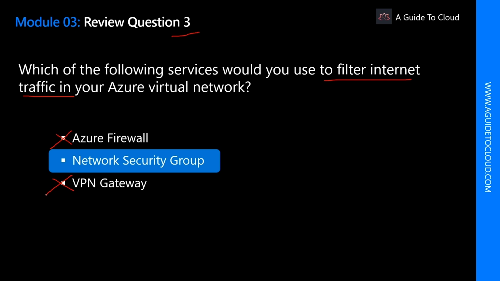NSGs allow you to filter traffic to and from Azure resources in an Azure virtual network. An NSG can contain multiple inbound and outbound security rules that enable you to filter traffic to and from resources by source and destination IP address, ports, and protocol.